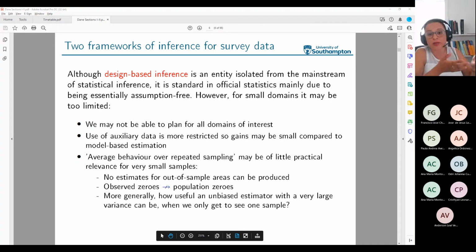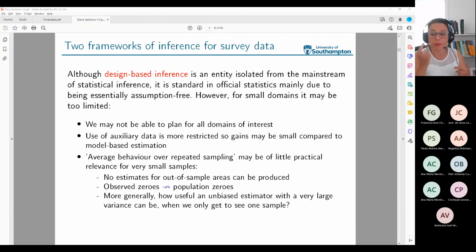Now, that's a general problem, but in the case of small domains, all those things take on even more importance: because of out-of-sample areas, because of observed zeros, and because large variance may mean that the only guess I have from the sample I saw can be good, but it also can be very bad. Okay? Is this clear? Can anybody tell me anything?